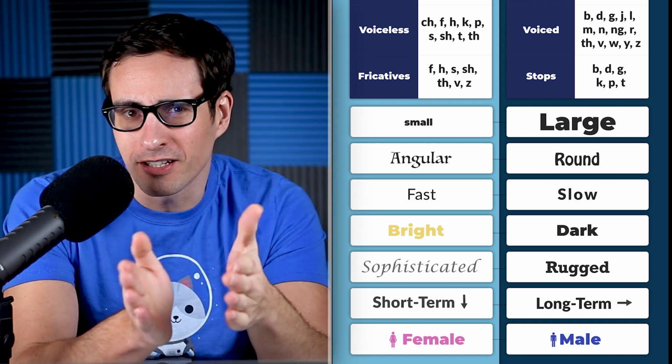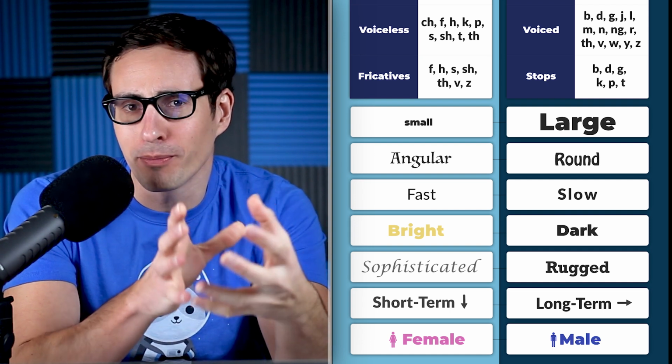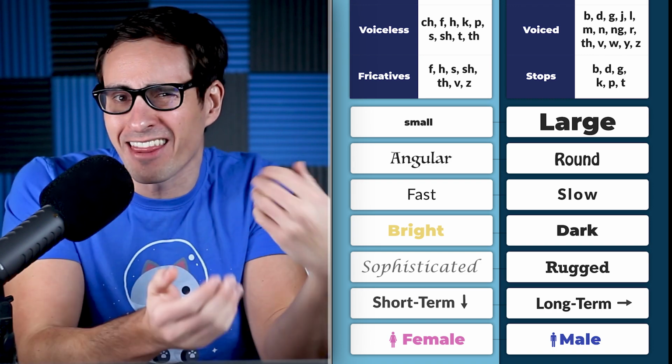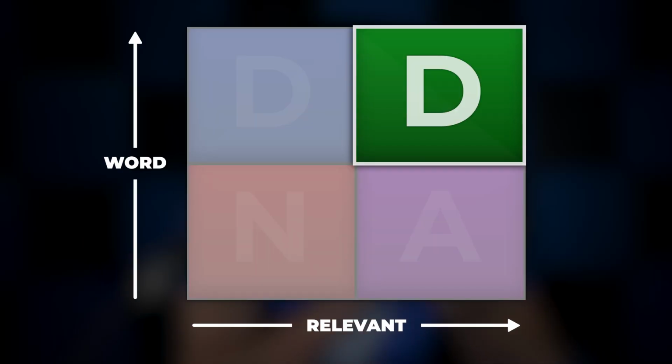Group 1 could work if I were creating a software that was quick and automatic, but I want my services to seem careful and rigorous and controlled, and I get that general vibe from group 2. Step 3, build potential names. Let's walk through a step-by-step process for each type of name.